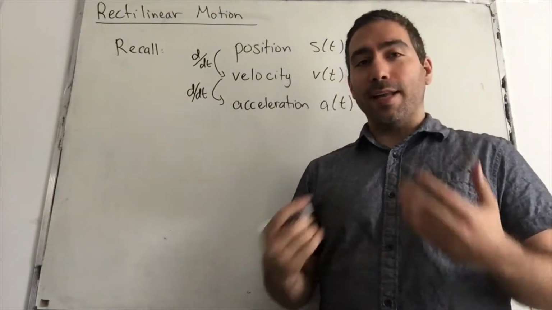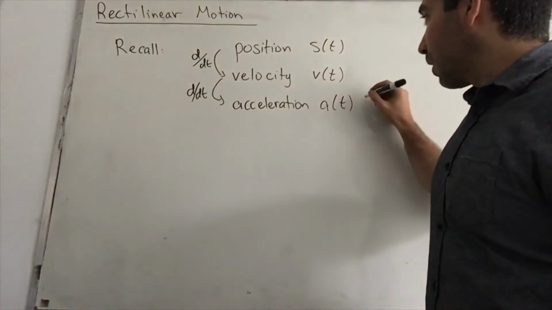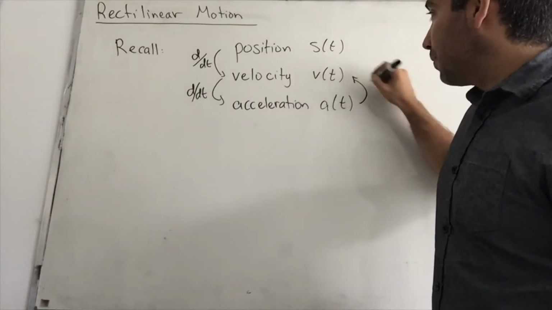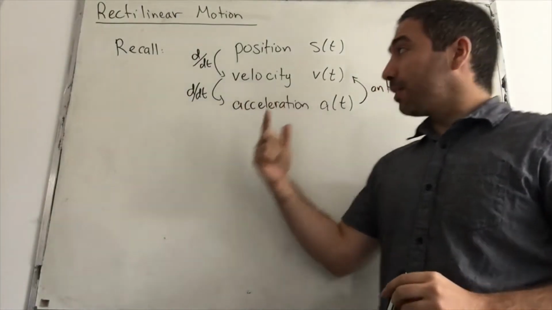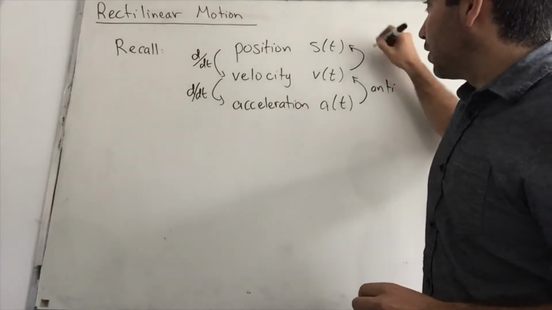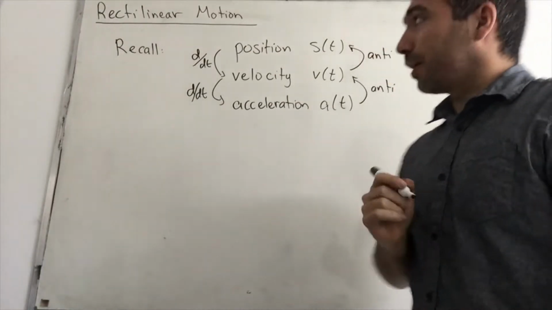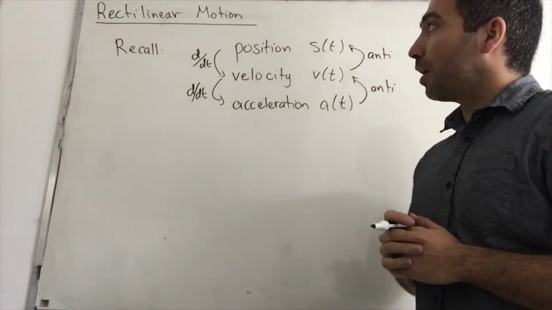Well, now if we're doing antiderivatives, this means that if we're given the acceleration function and we take the antiderivative, that gives us the velocity. And again, if we take the antiderivative of velocity, what does that give us? It gives us the position function. Okay, so this is what we're going to look at. We're going to look at examples pertaining to rectilinear motion.